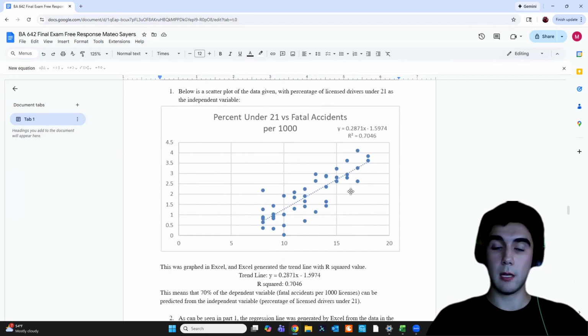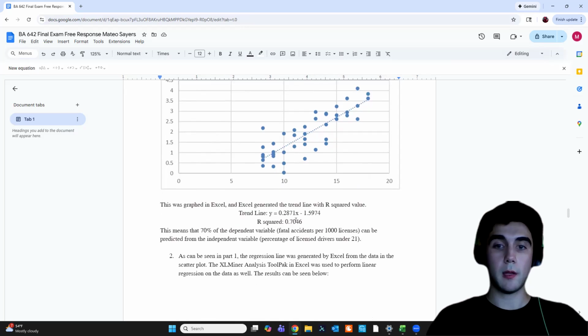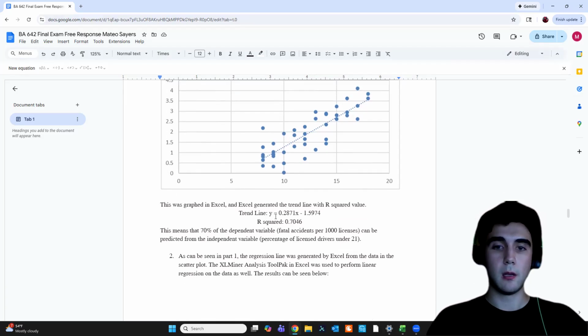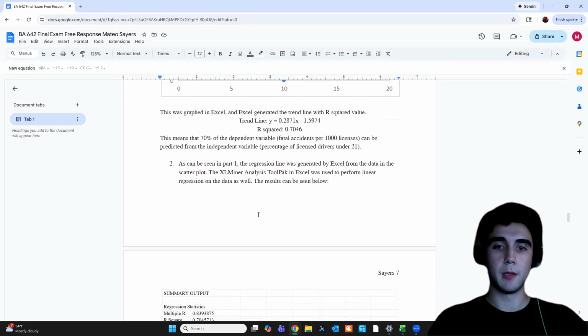And here I created a scatter plot, and Excel filled in the regression line and the R-squared value. So the R-squared value is 0.7046, which means that 70% of the dependent variable, which is fatal accidents per 1,000 licenses, can be predicted from the independent variable, which is percentage of licensed drivers under 21.